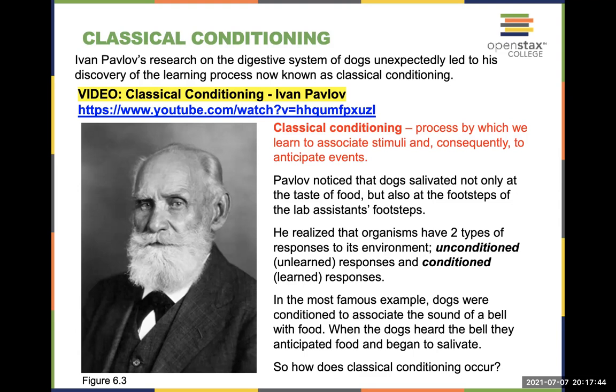If you recall, Ivan Pavlov was a Russian scientist. He was actually not studying psychology. He was studying digestive systems in dogs. He was studying digestion, right? The first process in digestion is salivation, and I'm bringing that up because that's how he stumbled upon classical conditioning quite by accident. Classical conditioning is a process by which we learn to associate certain stimuli and consequently be able to anticipate events. So when this stimulus happens, I know something else is going to follow, right?